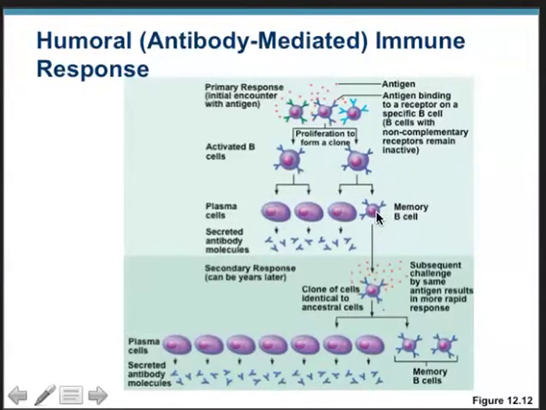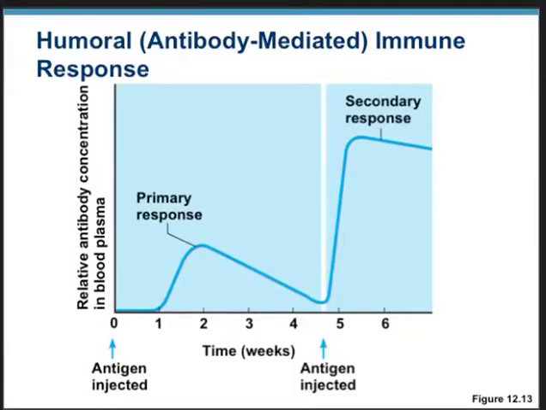And of course, once the infection is knocked back, what will happen is that regulatory T cells will help turn off this proliferative response, and only the memory B cells will remain for the next time that exact same pathogen manages to get inside the body and attempt to make us sick. And so what you're seeing here is an example of the primary and secondary humoral responses.